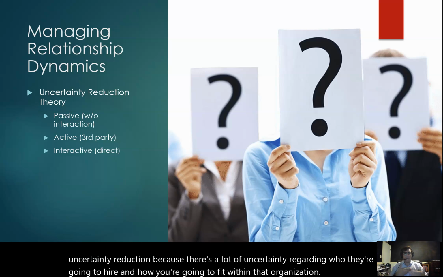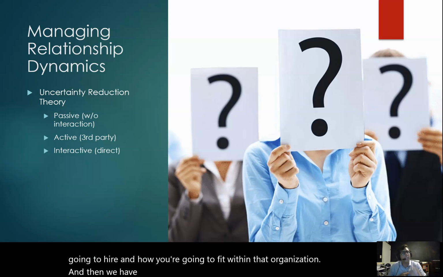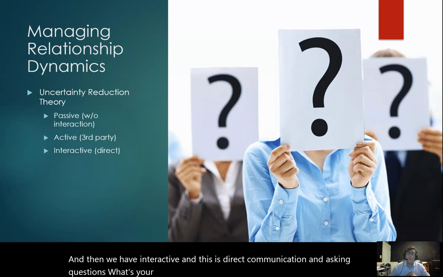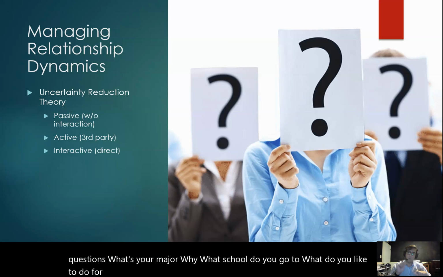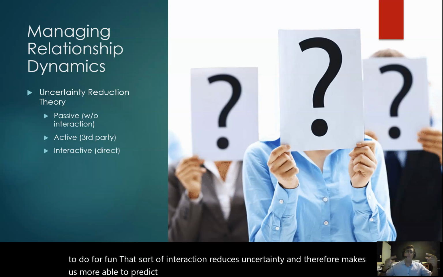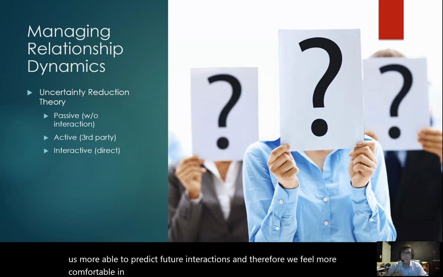And then we have interactive, and this is direct communication and asking questions. What's your major? What school do you go to? What do you like to do for fun? That sort of interaction reduces uncertainty and therefore makes us more able to predict future interactions, and therefore we feel more comfortable in those future interactions.